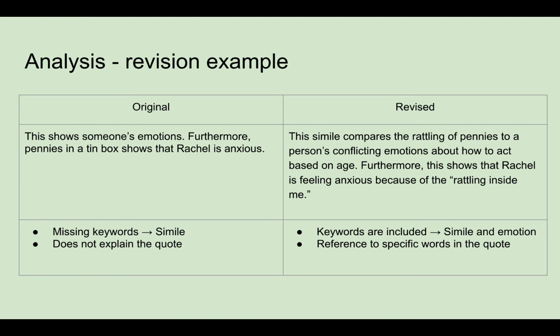This simile compares the rattling of pennies to a person's conflicting emotions about how to act based on age. Furthermore, this shows that Rachel is feeling anxious because of the rattling inside me. So I'm mentioning specific words from the simile, from the quote, and explaining how that shows the emotion of anxiousness in this example. So here in the revised version, I have the key words simile and my emotion of anxiousness. I referenced specific words in the quote.